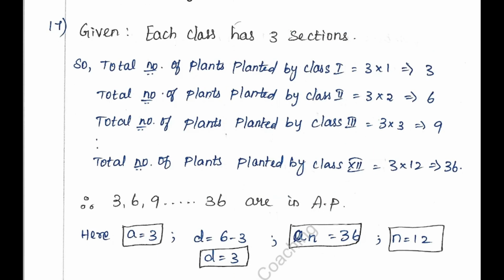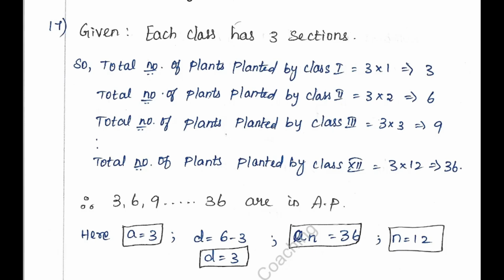Next, take out your 17th question and read. In a school, students thought of planting trees in and around the school to reduce air pollution. It was decided that the number of trees that each section of each class will plant will be the same as the class in which they are studying. Example, a section of class 1 will plant 1 tree, section of class 2 will plant 2 trees, and so on till 12th standard. So whatever their class, like if it is fourth class, they are going to plant 4 trees.